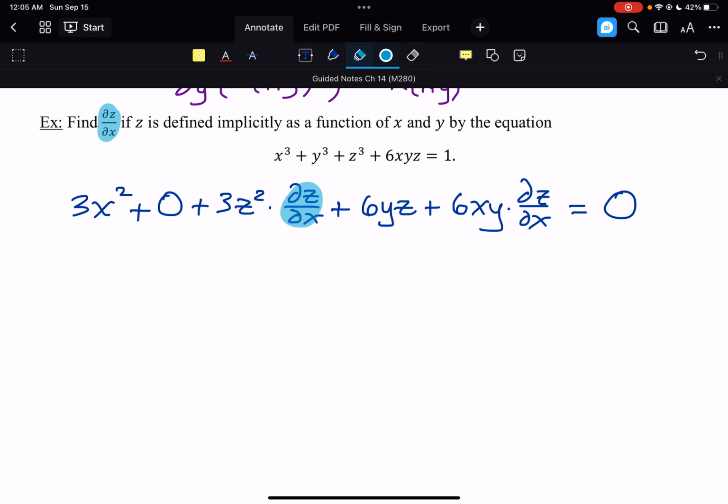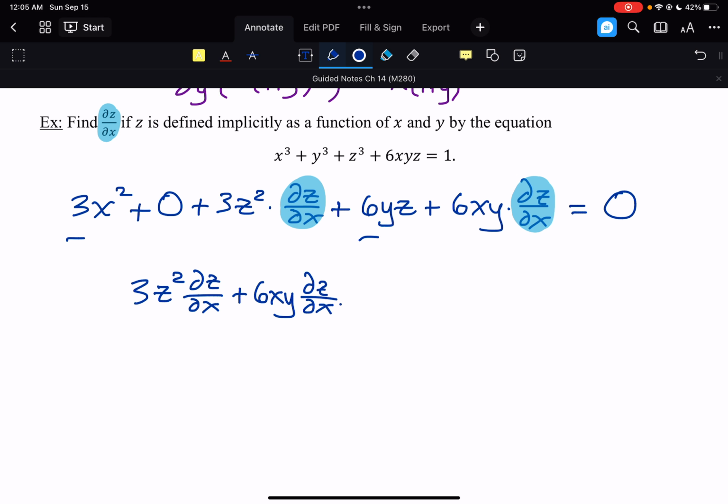Now, our goal is to solve for these. So I'm going to subtract off everything that does not have that in it. So we're going to get 3z squared partial z with respect to x plus 6xy partial z with respect to x equals negative 3x squared minus 6yz. Then we're going to factor this common term out. So partial z with respect to x.